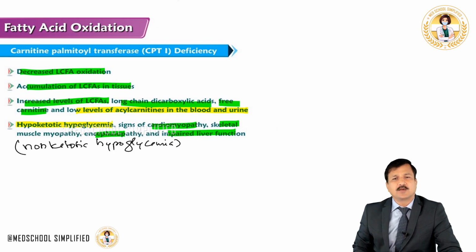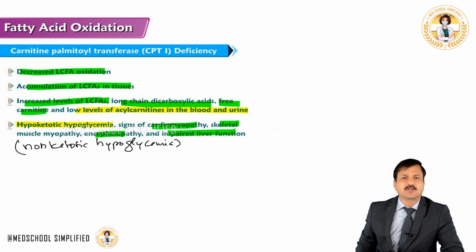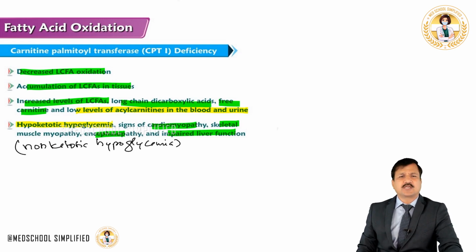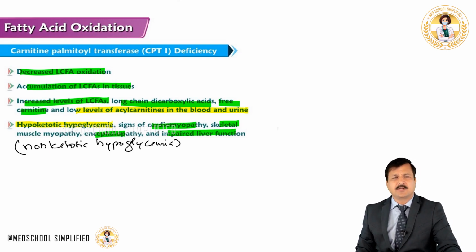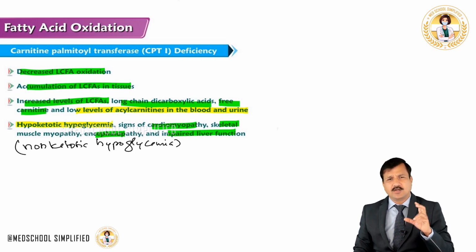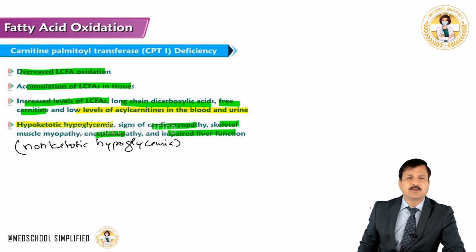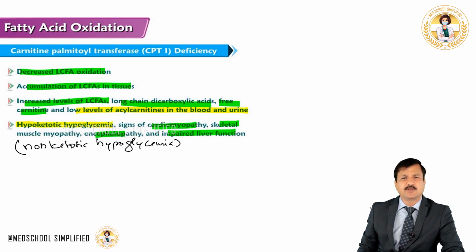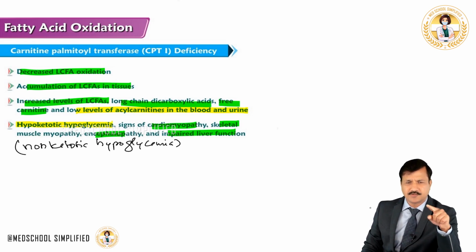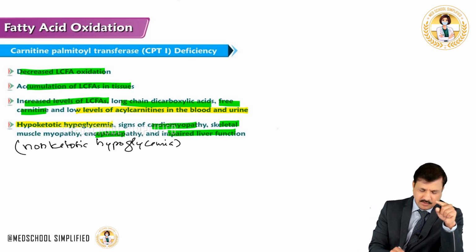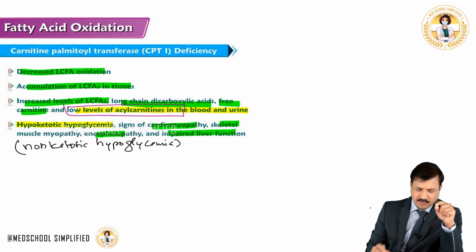Okay, so look for the laboratory features, and a key sign of beta oxidation defect or carnitine shuttle mechanism defect, that is hypoketotic hypoglycemia. Cardiomyopathy, skeletal myopathy, encephalopathy can be commonly seen in most of these carnitine shuttle defects or beta oxidation defects. So look for acyl carnitine levels also to differentiate between CPT1 and CPT2 deficiency and beta oxidation defect. In CPT1 deficiency, importantly, you are going to find low levels of acyl carnitines.